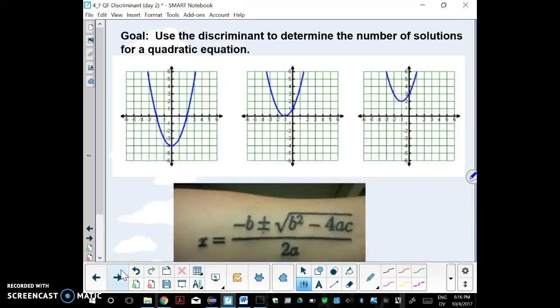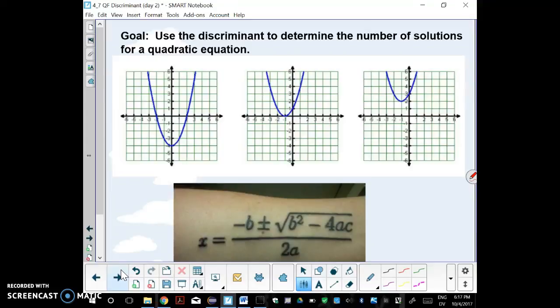Okay, so there should be a note sheet today for this 4.7 day 2. And if you don't have the note sheet, talk to the sub and they should be able to get it for you. All right, so our goal today, which you can fill in right on your sheet, pause the video here, is to use the discriminant to determine how many solutions a quadratic equation has.